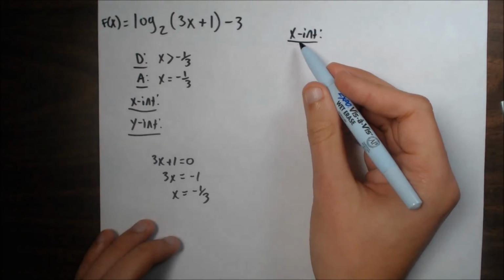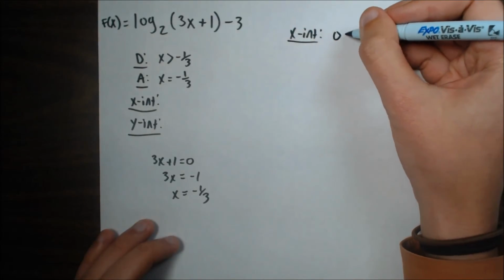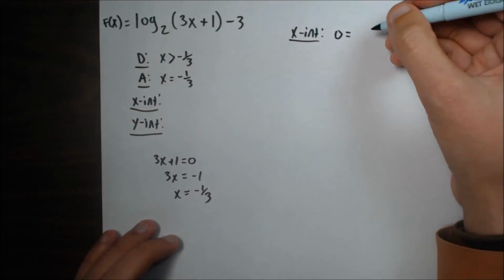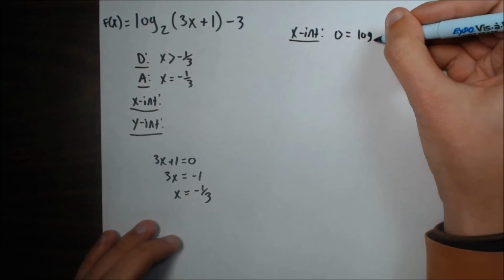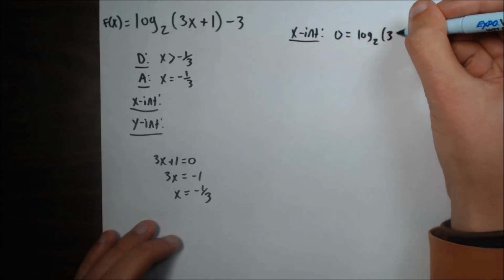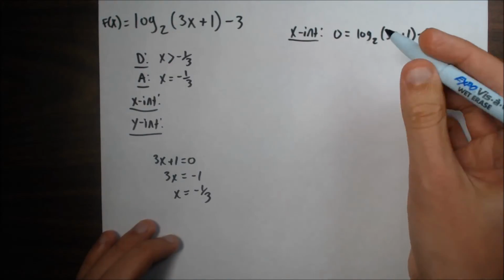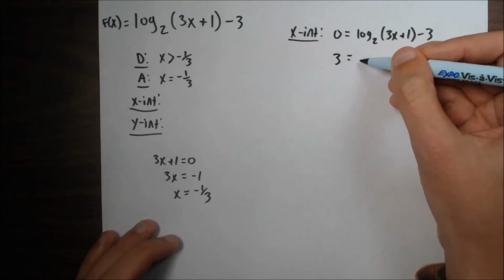Okay, so then for the intercepts, again, for the x-intercept, set y equal to 0. So the whole thing is equal to 0. f of x is y. Okay, 0 equals log base 2 of (3x plus 1) minus 3. I'm going to add the 3 to the other side first.